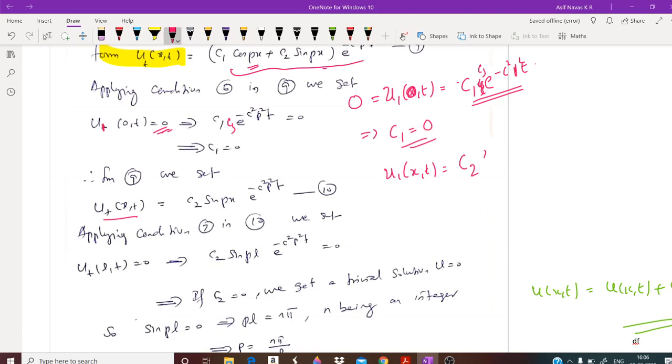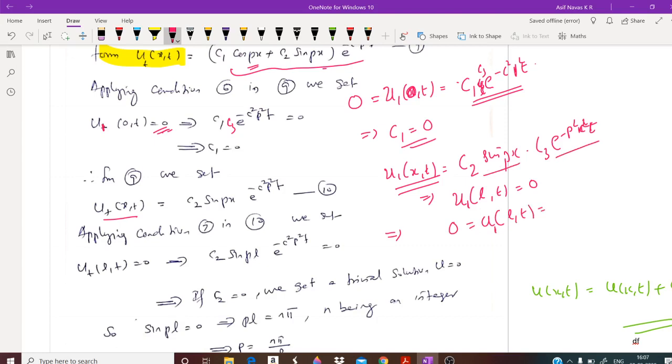C2 sin px into C3 e raised to minus p square c square t. Now, we will apply the second boundary condition u1 of L t is equal to 0, which implies 0 is equal to u1 of L t, putting 0 here for t.